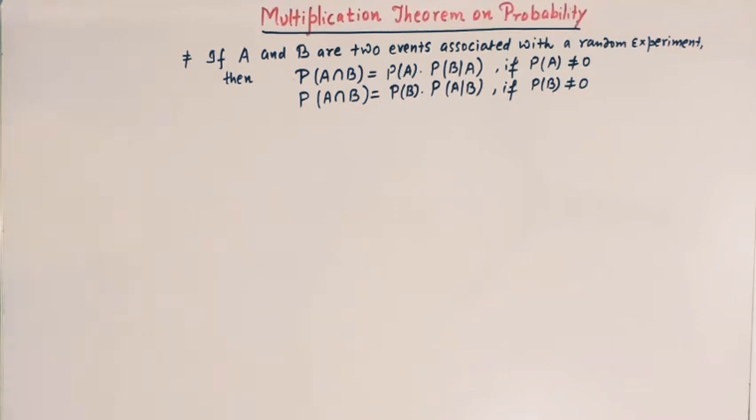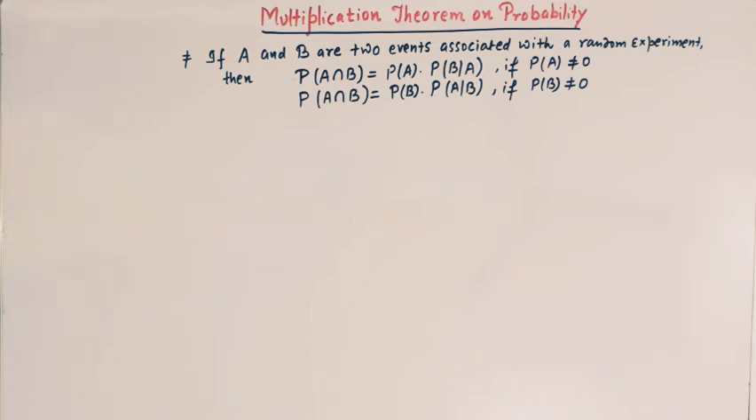Hello viewers, in today's class we are going to discuss one important theorem on probability, and the theorem is known as the multiplication theorem on probability. This theorem is associated with conditional probability. In this lecture we are going to solve some important problems on this theorem, and we are not going to prove it. We'll first take the statement of this theorem, and then we will try to solve some problems.